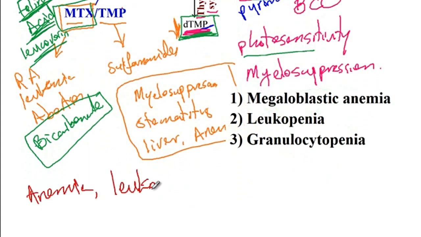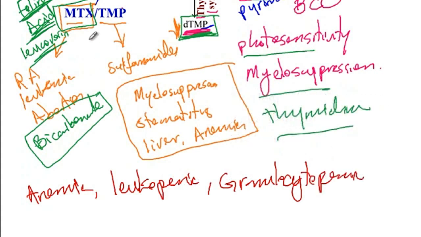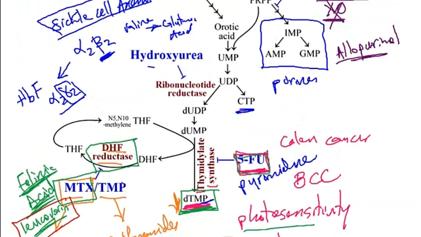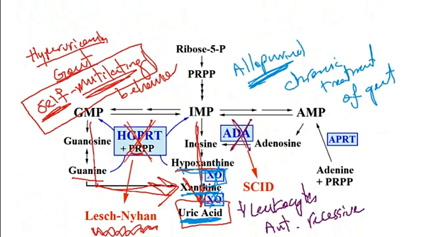leukopenia, as well as granulocytopenia. And so what you can do is again provide leucovorin for these patients to help reverse their side effects. Okay, now we are done with the discussion of both the purine and pyrimidine synthesis pathway as well as the purine salvage pathway.